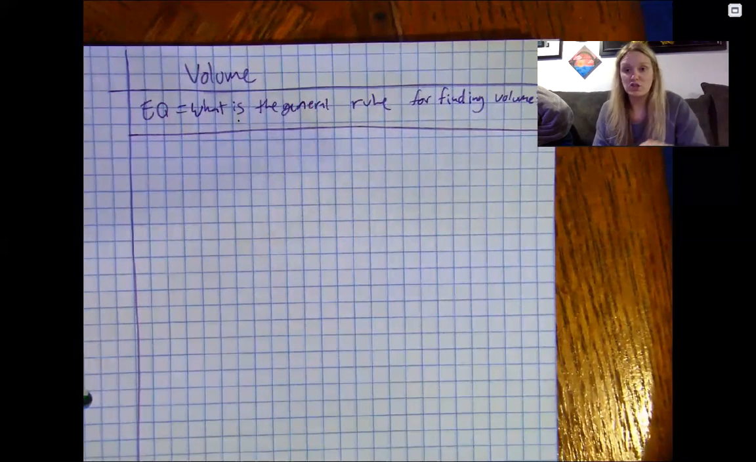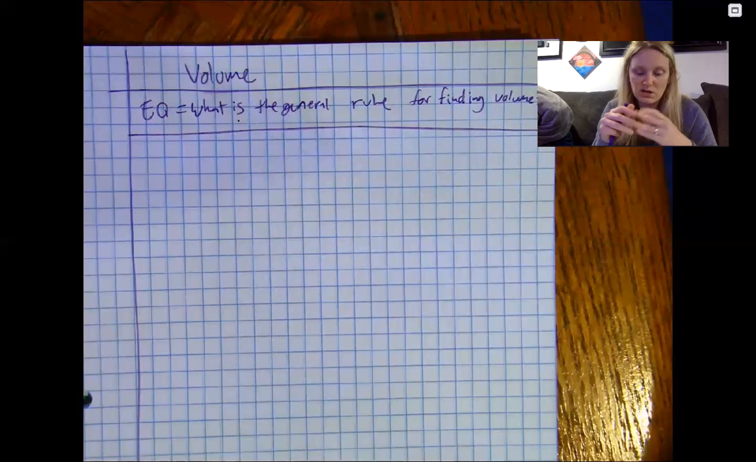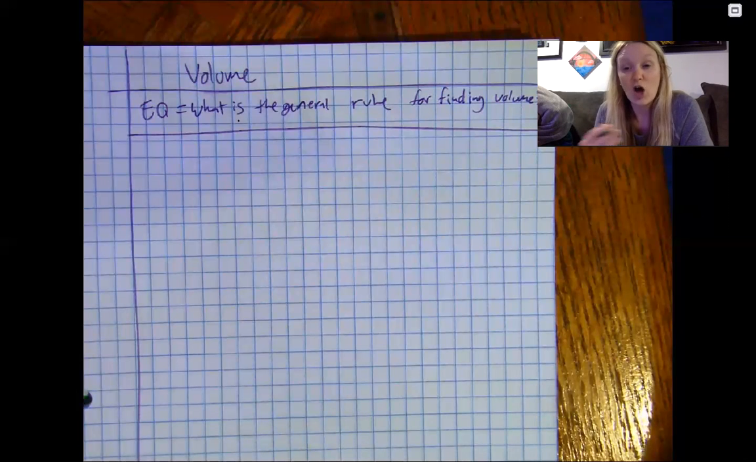So we're going to deal with a lot of 3D objects today. We have cubes, rectangular prisms, triangular prisms, cylinders, cones, spheres, and pyramids. We got lots going on. Every object has its own formula, but there is a basic rule of thumb that you can use when doing volume.